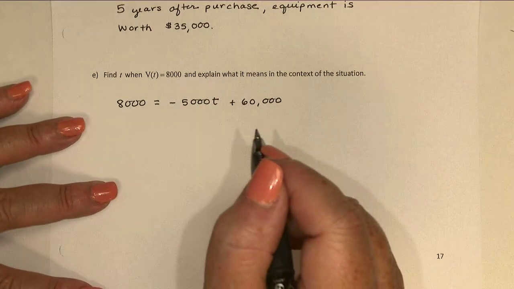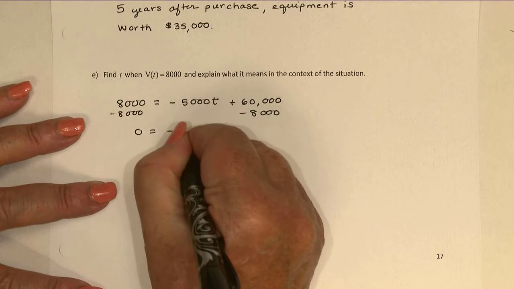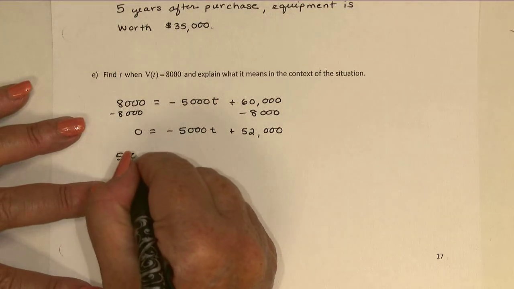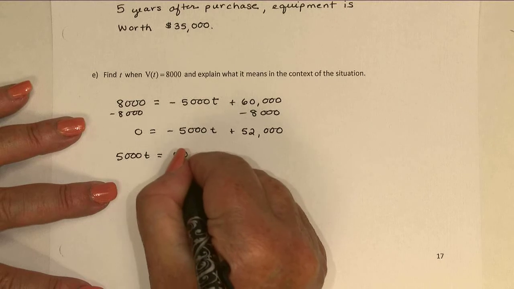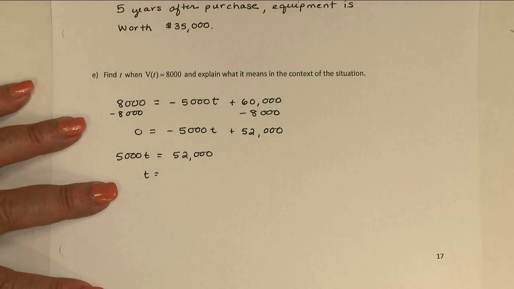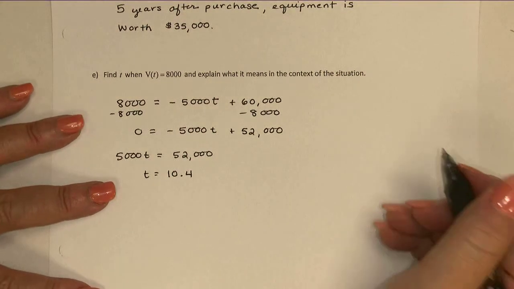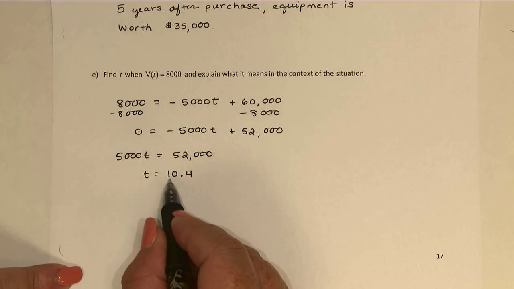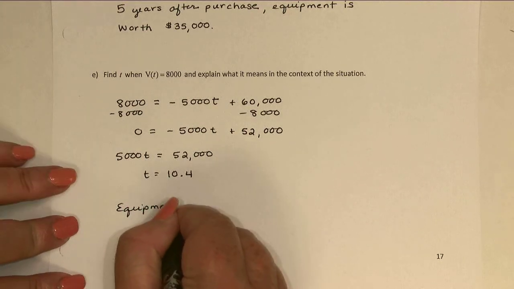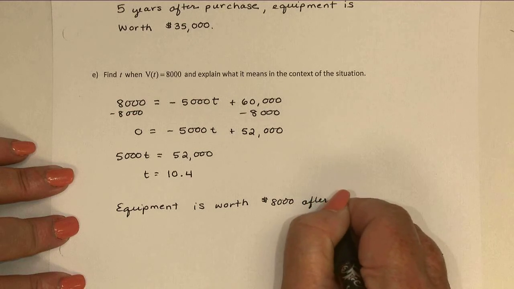We'll go ahead and solve this as well. I'm going to start by subtracting off the 8,000. And so I've got 5,000t, if I bring it over, is equal to 52,000. And dividing out the 5,000 again, let's just double check that on my calculator. I get 10.4. So in this case, t again, time after purchase, is 10.4 years. And the v, the value, is $8,000. So my equipment is worth $8,000 after 10.4 years.